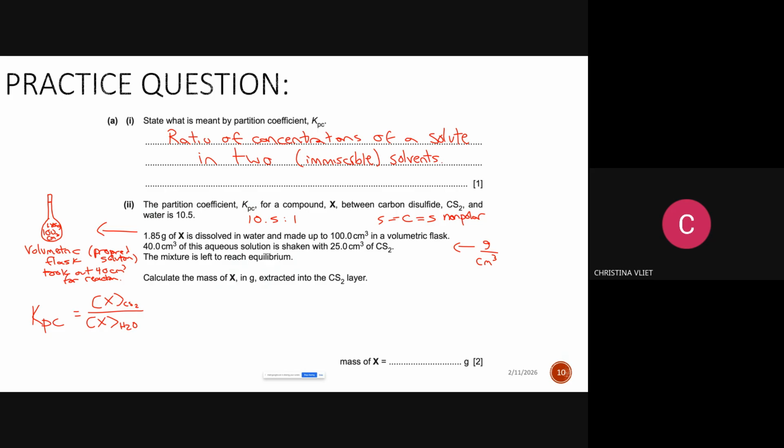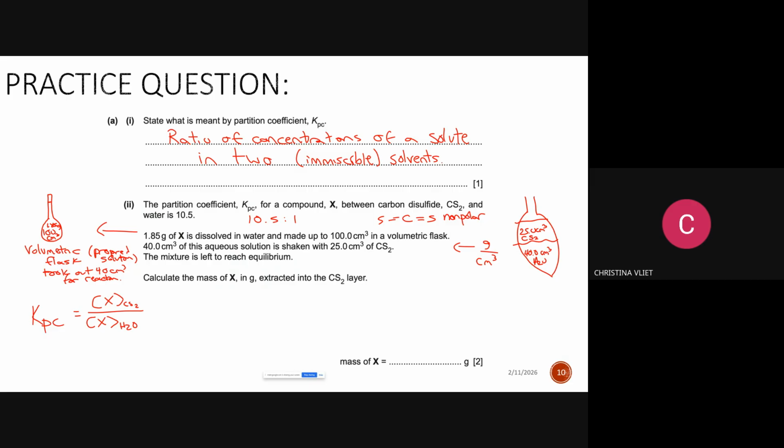Okay, so now we've got the situation. Let's take a look at the CS2. What is the piece of equipment? It's called a separatory funnel. They will not, I don't think, ask you to memorize this one, but it looks like this. And we know that we've got 40 centimeters cubed in here. And how much was the CS2? How many centimeters cubed is that? 25, right? And then this is water. And so you basically shake these two things together and they separate, is the idea.